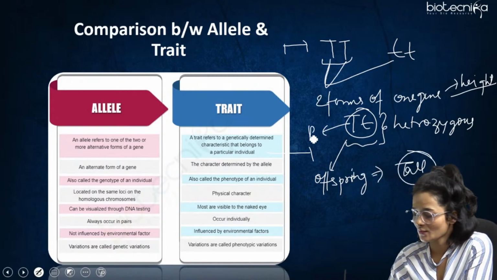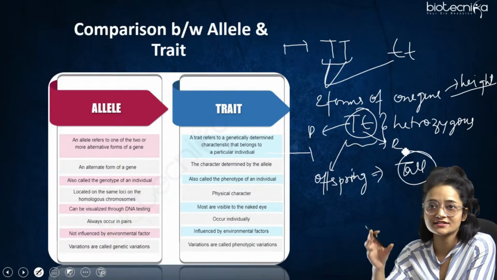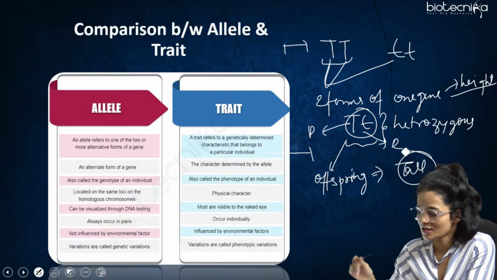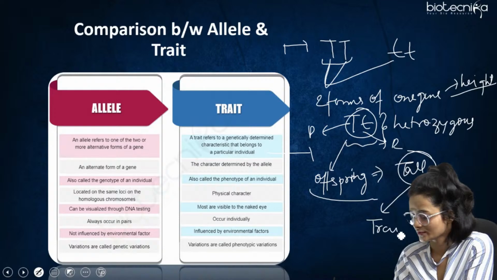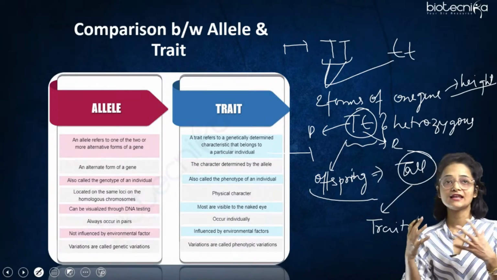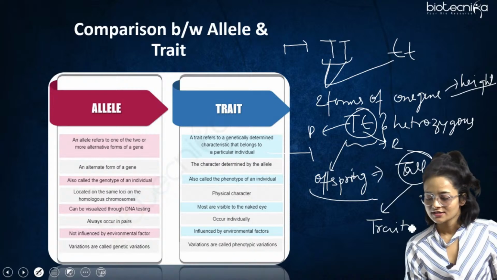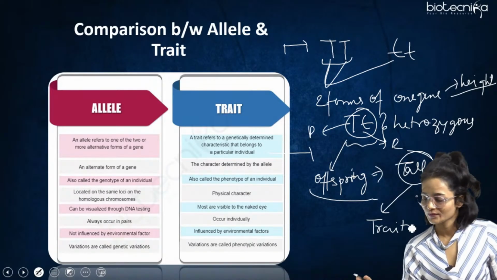Because this is the dominant one, this is the recessive one, and as we all know from the law of dominance, the recessive trait is being masked by the dominant trait, right? So tall is basically the trait of the individual. So these alleles basically define the trait of an individual, right? So allele, as we know, is an alternative form of a gene, right?